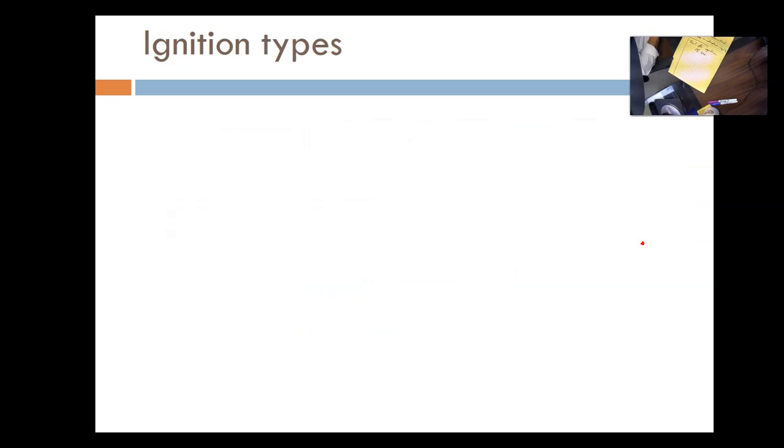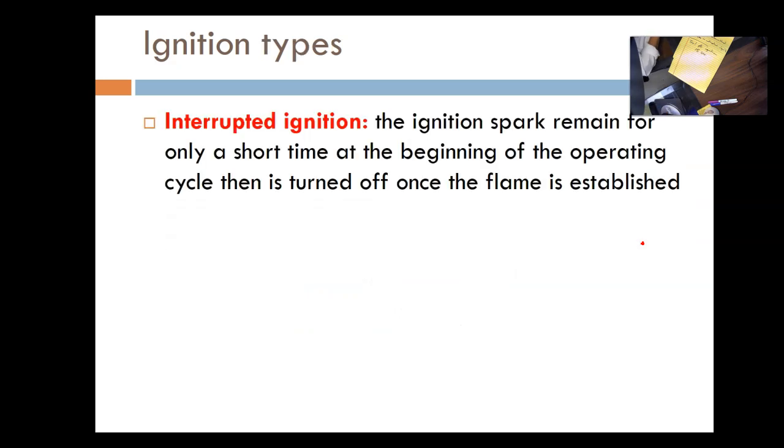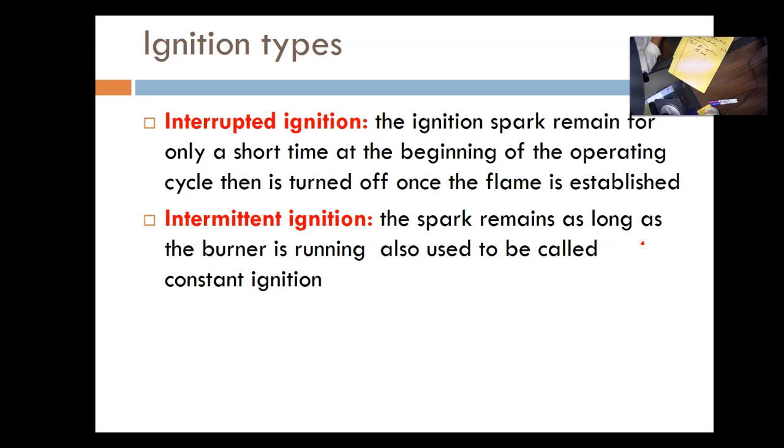oil. Okay, that being said, interrupted ignition does stop once the flame is seen. The cad cell will see the flame, or any kind of device that will sense the flame, and it will shut off the ignition. And we have the intermittent, which stays on the entire time the boiler is running.